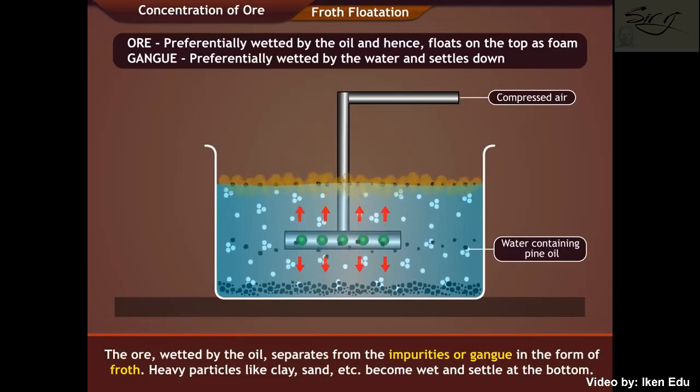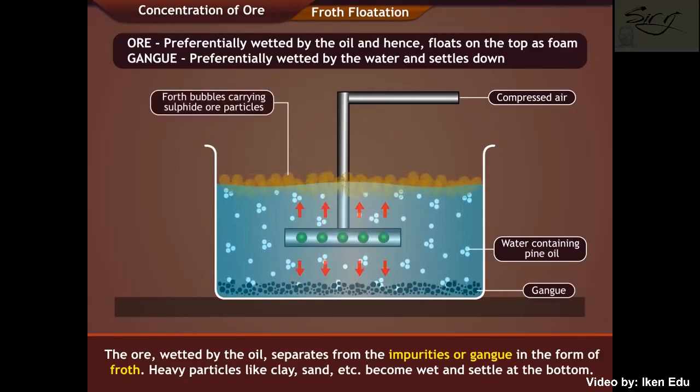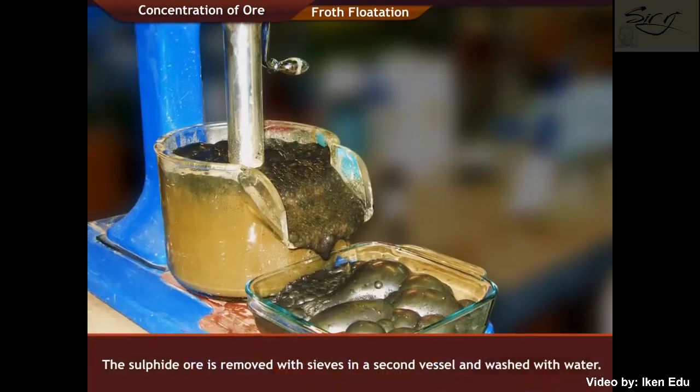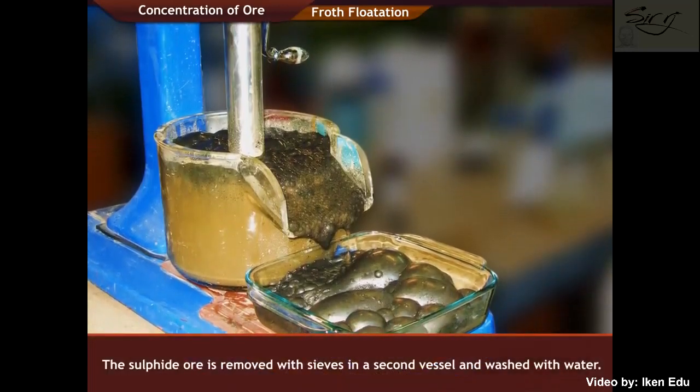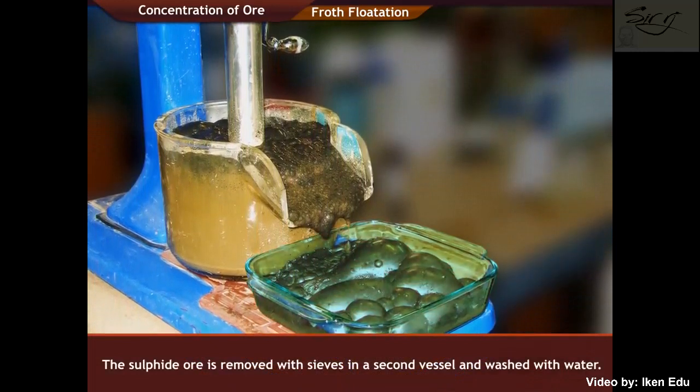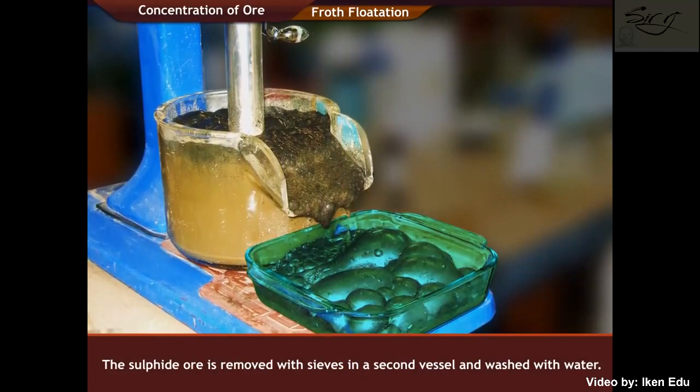The ore, wetted by the oil, separates from the impurities or gangue in the form of froth. Heavy particles like clay, sand, etc. become wet and settle at the bottom. Hence, the sulfide ore is removed with sieves in a second vessel and washed with water.